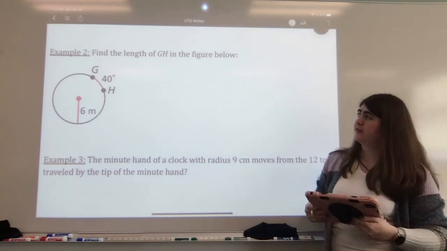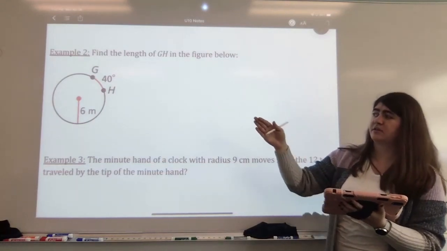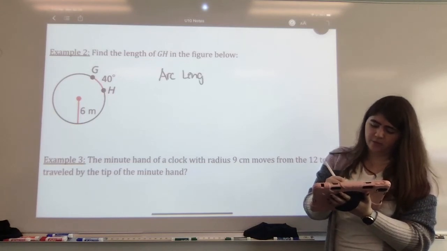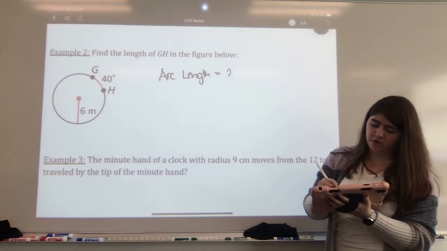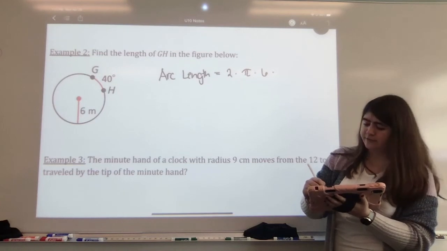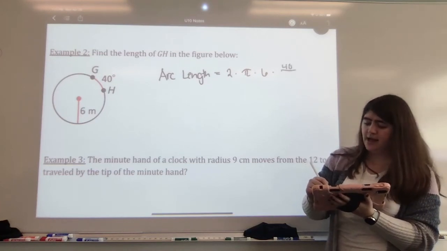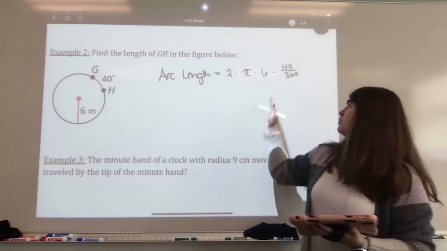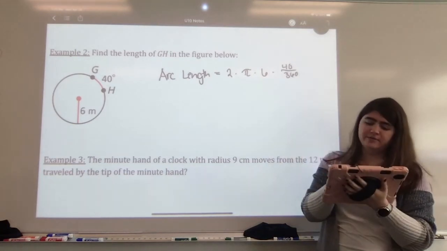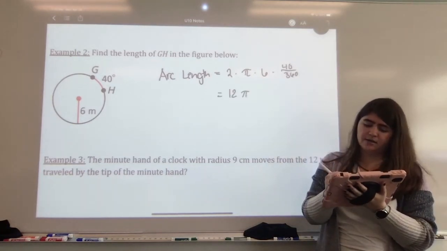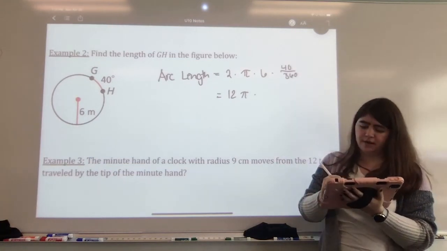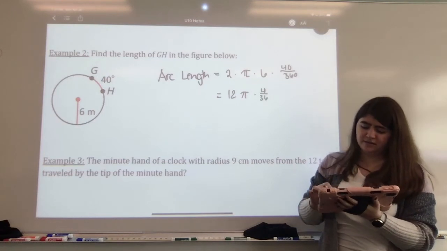So that means that if I'm trying to find my arc length, the distance from G to H, then I need to use my arc length formula that says that we have 2 times pi times the radius, which is 6, times the number of degrees given for the sector out of the total number of degrees in a circle, which is 360. So this, I'm going to simplify a little bit. 2 times 6 is 12, so that's equal to 12 pi times 40 out of 360. The zeros actually will cancel each other out, so that's 4 out of 36.